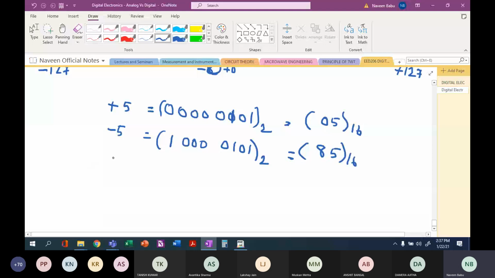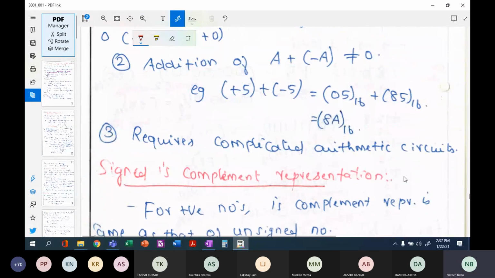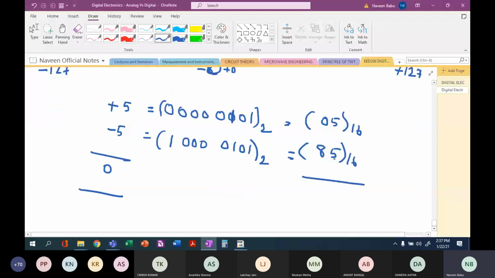When you add these, the result must be 0, right? But here, when you add, it will not be 0. You have to convert to decimal and then add. So it is 85 plus 05. What is 5 plus 5? It is 10. 10 is represented as A in hexadecimal, and then 8 plus 0 is 8. So 8A to the base 16 is the answer when you add these numbers, which is not equal to 0. This is not equal to 0, right?